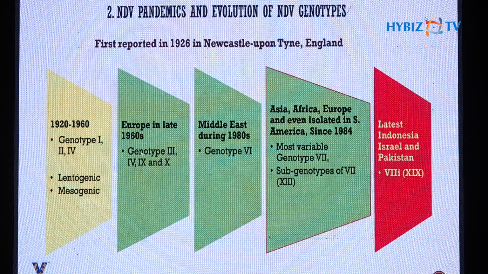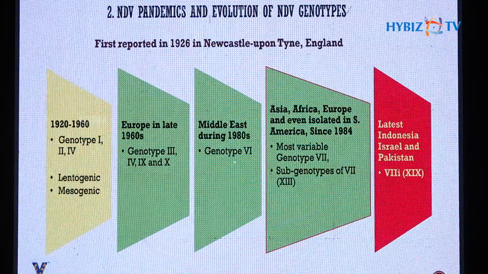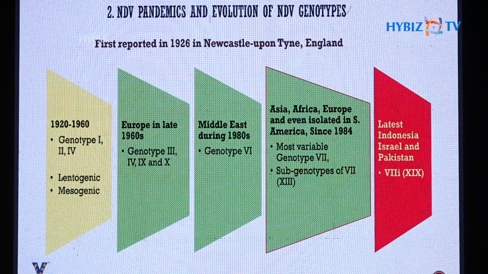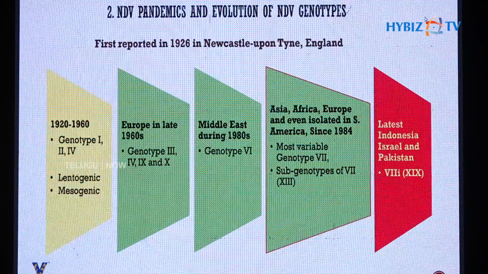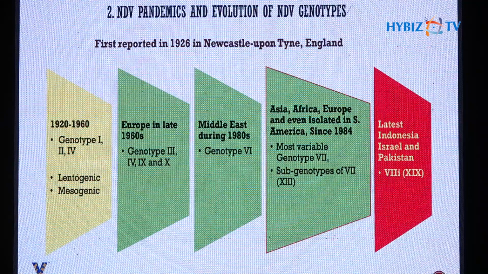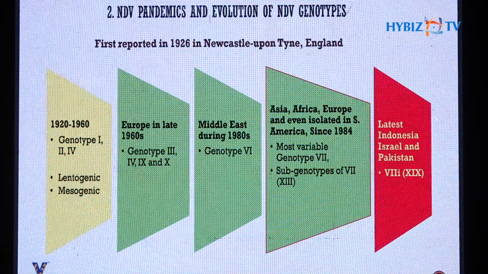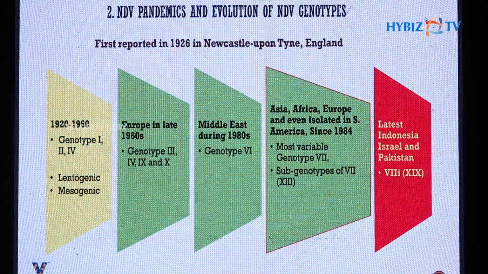The next genotypes which emerged are genotype 3, 4, 9 and 10. This is in Europe; in the Middle East it is 6. And the latest, which has been causing problems for almost 4 decades in India, since 1984, was the first outbreak of genotype 13 in India. Till now, this is the virus which is prevalent and endemic in India, genotype 13. But of late, our neighboring countries are having a huge problem with genotype 7I, which is currently called 19, which is a threat to India, and we are currently identifying this type of strain in India.